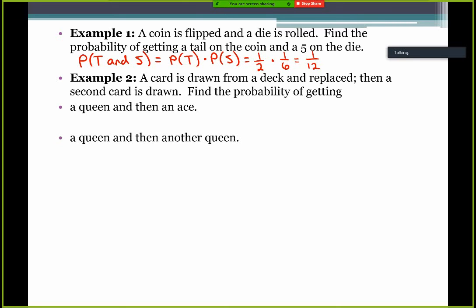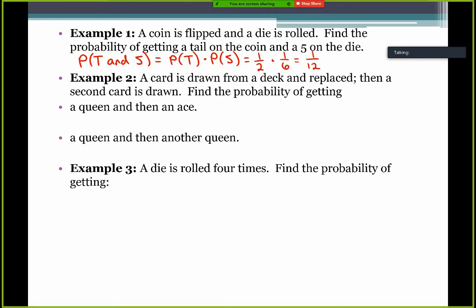In example number 2, it says a card is drawn from a deck and, keyword, super keyword, it's replaced, then a second card is drawn. I want to find the probability of getting each of those things. Now again, this is a sequence. We're going to draw one card, then we're going to draw a second.